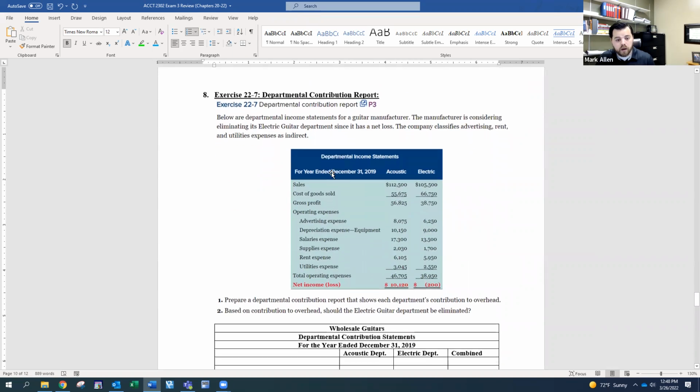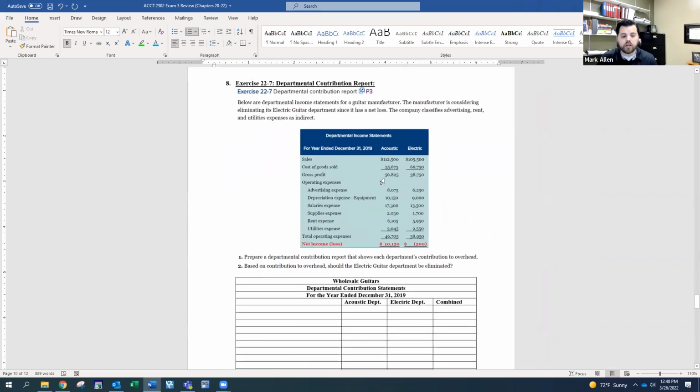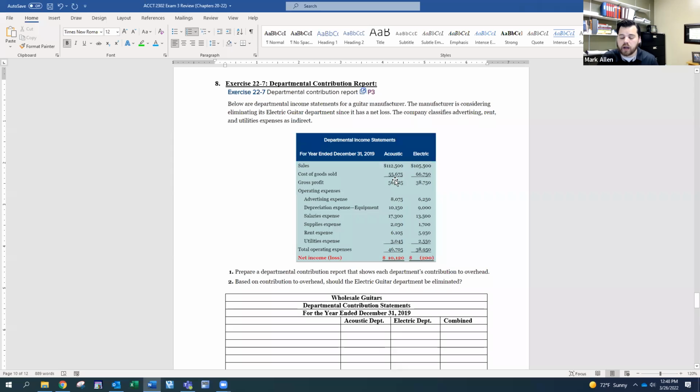All right, on our departmental contribution report, what we're going to try to do is determine if we should eliminate a department. So I'm going to read through this, and then I'm going to give you a second to determine what your gut tells you we should do. Then we'll see if your gut is right.